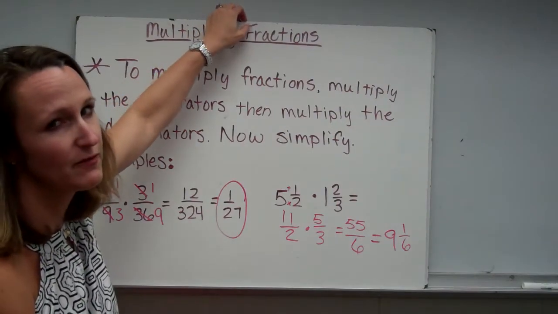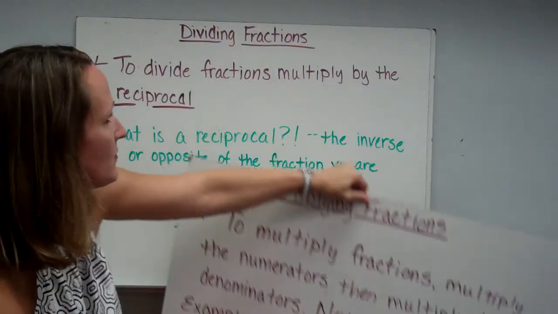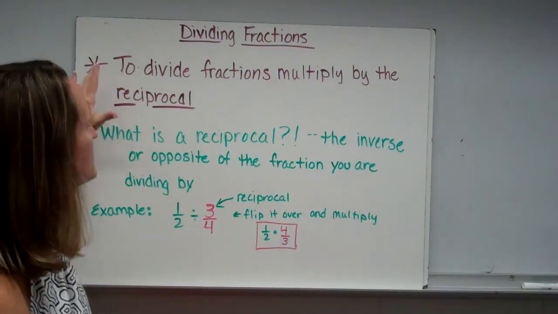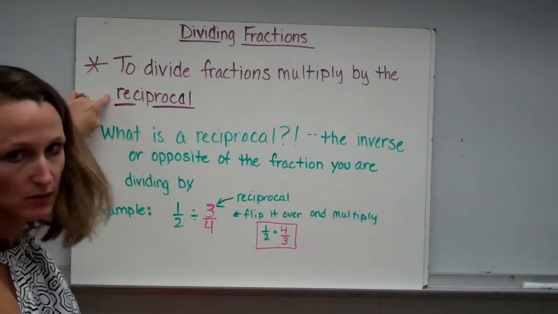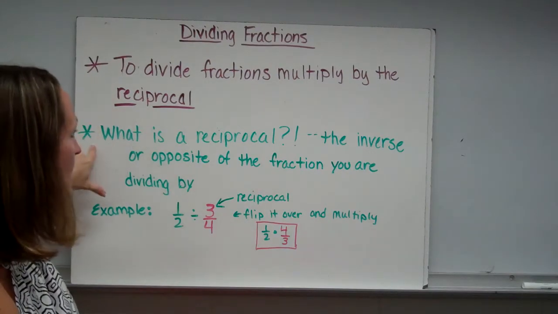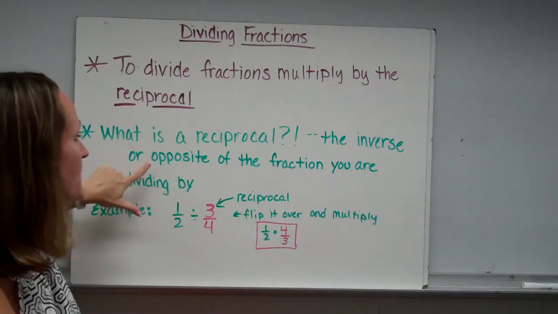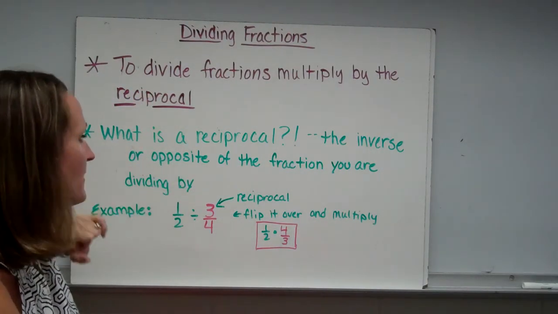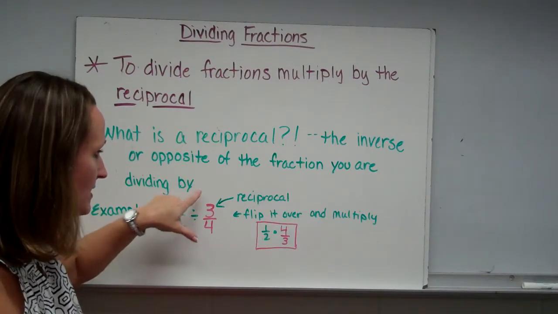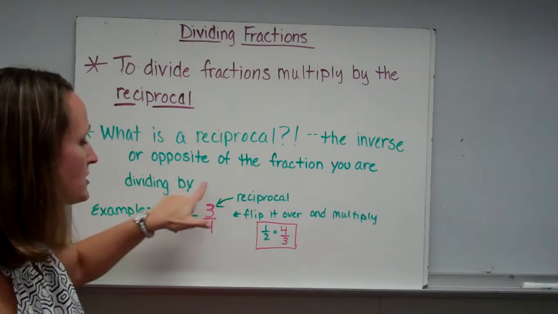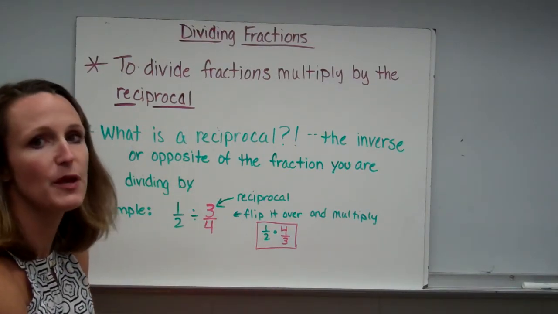Now, dividing fractions, a lot like multiplying, but there's an extra step. So, when you divide fractions, you're going to multiply by the reciprocal. So, what is the reciprocal? It's the inverse. Inverse is just another way of saying the opposite of the fraction you're dividing by. So let's say we're doing 1/2 divided by 3/4. 3/4 is the one you want to use as your reciprocal. The reciprocal means you're going to flip it over.